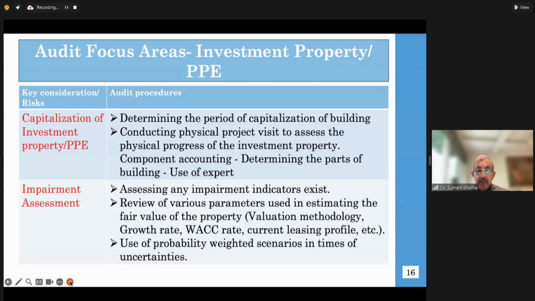So probability weighted scenarios, that's very important. You have to do weighted analysis. You need to assess the sensitivity.